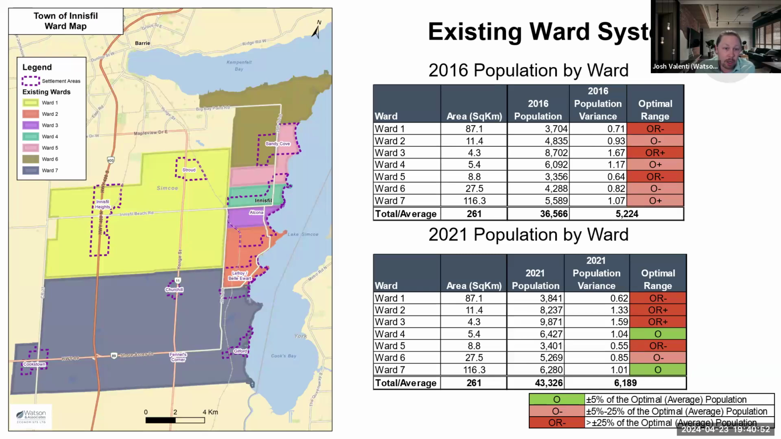And as we can see, 4 of the 7 wards currently fall outside of that 25% range. 2 do fall within that 5% optimal range, but there are 4 outside of that. And with growth continuing to be expected in these similar areas where we're already seeing these discrepancies in population, those will only exacerbate the situation and continue to grow outside of that acceptable population range of 25%. Bob, was there anything you wanted to add on this slide?